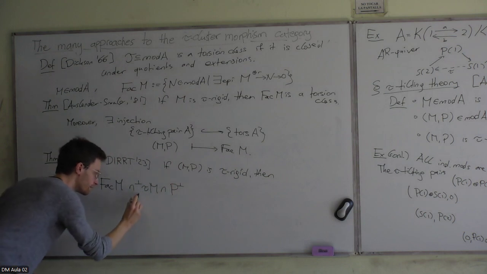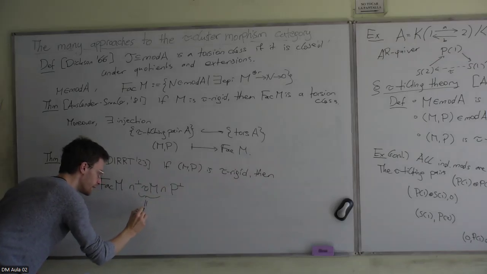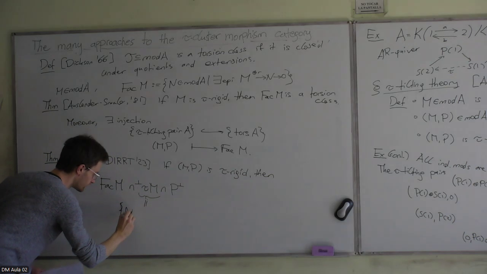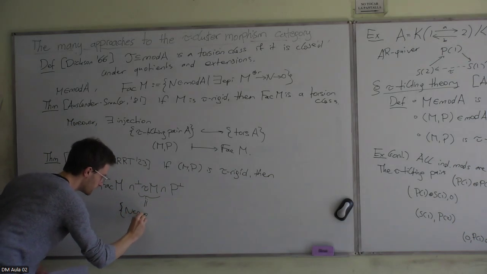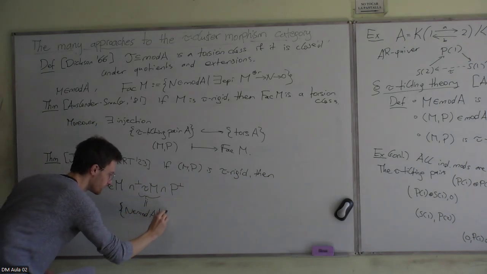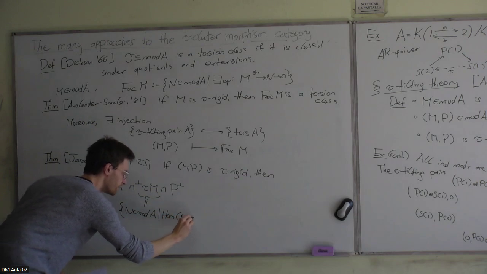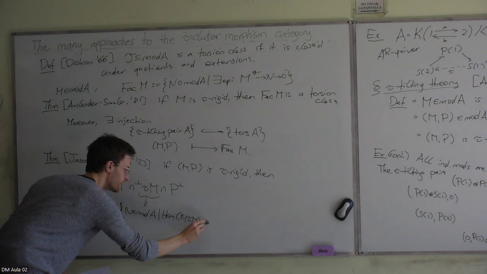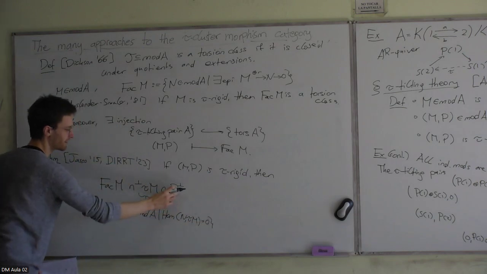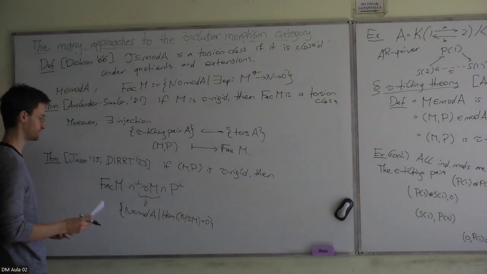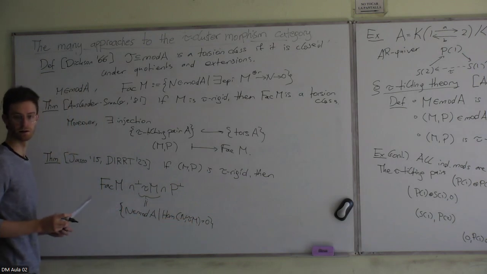So this, by definition, is the set of all modules N such that Hom(N, tau M) is 0. And somehow dually, this is all the N's so that Hom(P, N) is 0. Could it be that it's empty?